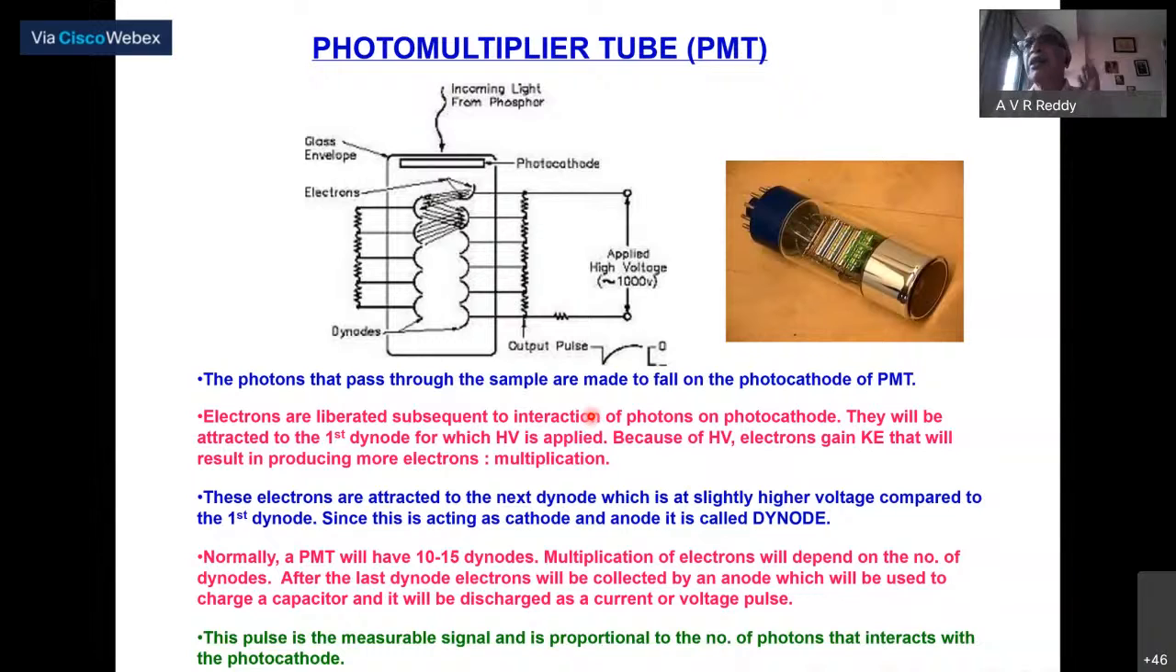In fact, it is electron multiplier. Means photon is initial part. So PMT, and this is the meaning of PMT. Hope you understand the principle.